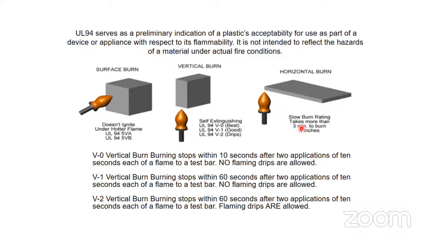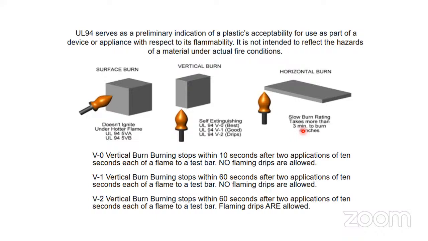write down the observations. If your material is dripping, as you see here in the V2 rating, where dripping is there, then accordingly you can write down the observations for that test. It all depends upon the visual observations which you get after the burning.